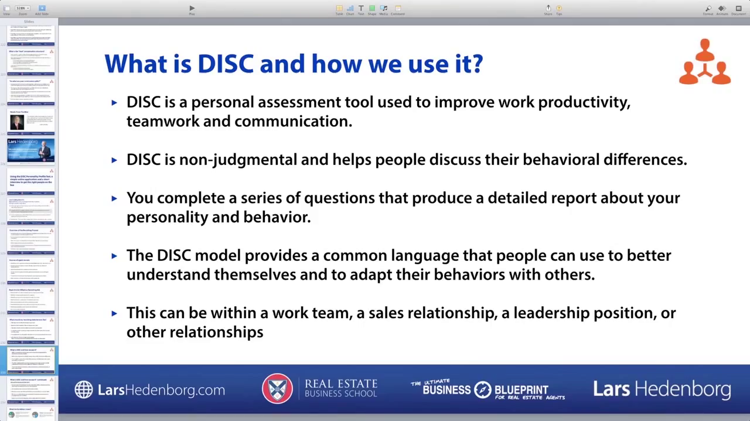So it's a real cool exercise for you to give everyone on your team. Say, okay, by next team meeting, I want you to all fill out this DISC test, and we're going to go through it as a team. It's a very, very fun exercise. You complete a series of questions that produce a detailed report about your personality and behavior. It provides a common language that people can use to better understand themselves and to adapt their behaviors with others.